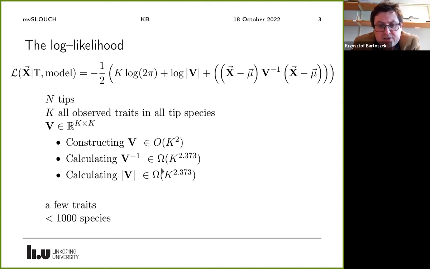and to calculate its inverse and determinant will take us at least K to the power 2.373, depending on the algorithm which is implemented, which means that these sort of things can be done for a few traits. So if we just stuck with this method, from my experience, you could do maybe 6 or 7 traits and maybe 300 species. Maybe with fewer traits, you could try to push this to maybe 1,000 species. But in general, this was not sufficient for any modern applications where you have phylogenies with a couple of hundred, a couple of thousand, or even up to tens of thousands of species.